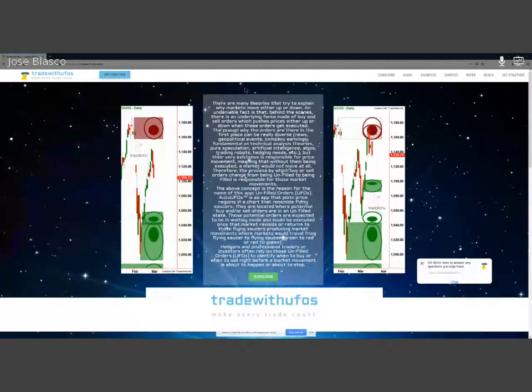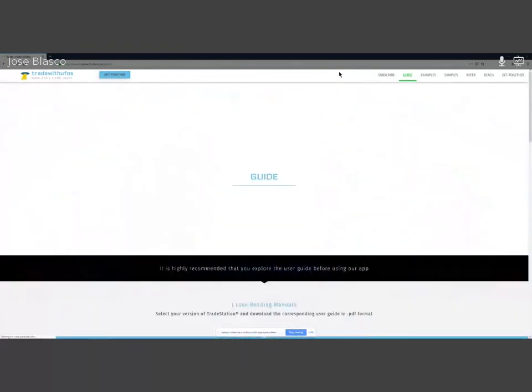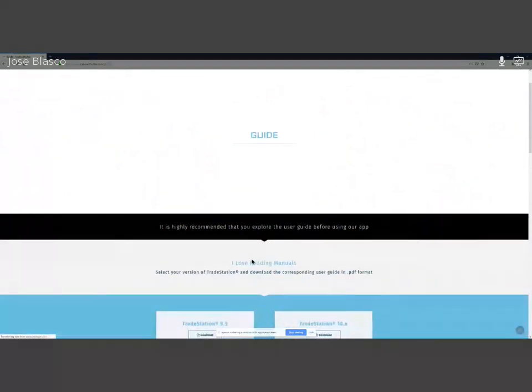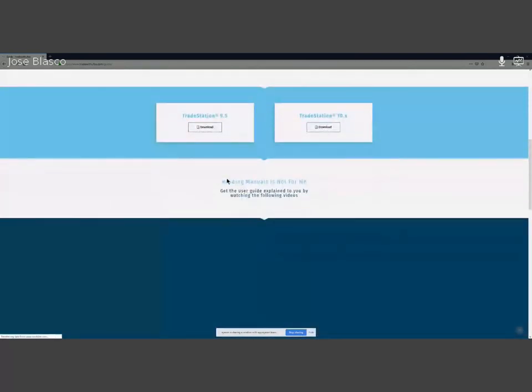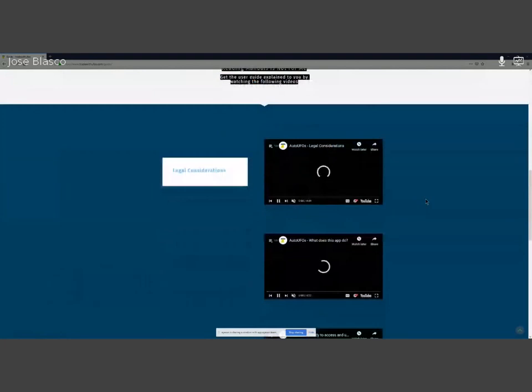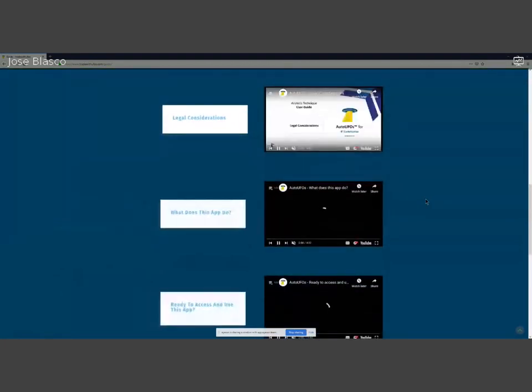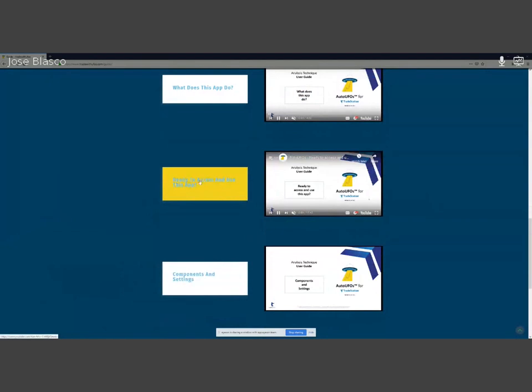So what I'm going to do here, I'm going to click on guide. And I know we are all a little lazy to look at the guide and the manuals. So if you don't like reading manuals, below you have the manuals in video format. So you have all the manuals here for you to watch, and how to calibrate, get ready and access to use the app.